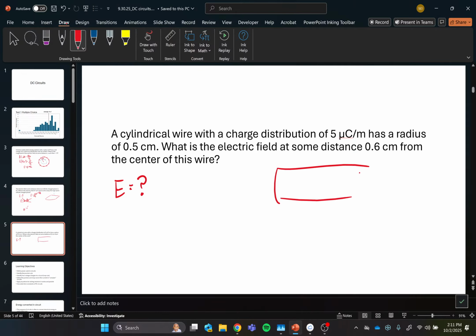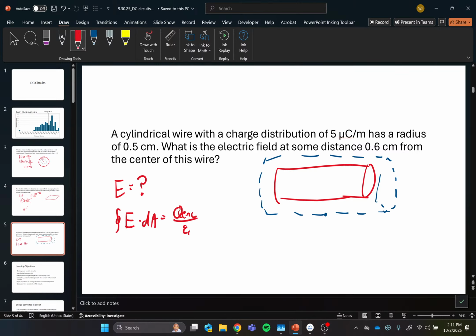Here's my rod, and then my Gaussian shape. I want the electric field farther out. 0.6 centimeters is bigger than the radius, so I draw some Gaussian surface like this. There you go. And then we do Gauss's law: the integral of E dot dA equals Q enclosed over epsilon naught. This is a cylinder. We're doing the sides of a cylinder, so the area is 2 pi little r times L, little r being the radius of my Gaussian shape, not the radius of my object.